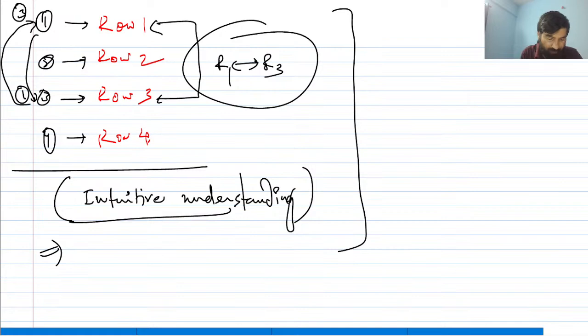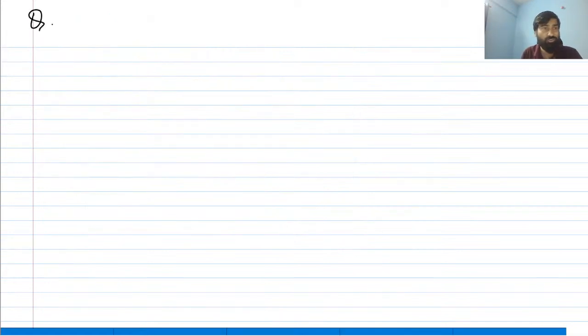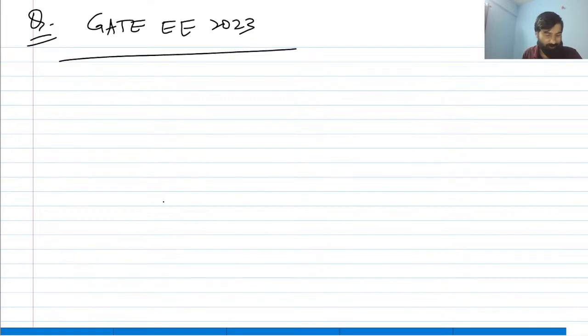See, one more question was there in electrical engineering. One question from electrical engineering we can take, because this kind of question is very important. GATE Electrical 2023. What was the question? In the figure, two vectors are given like this.